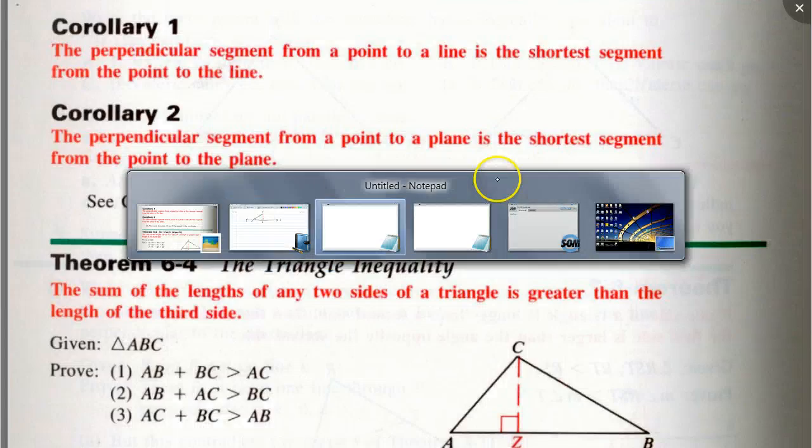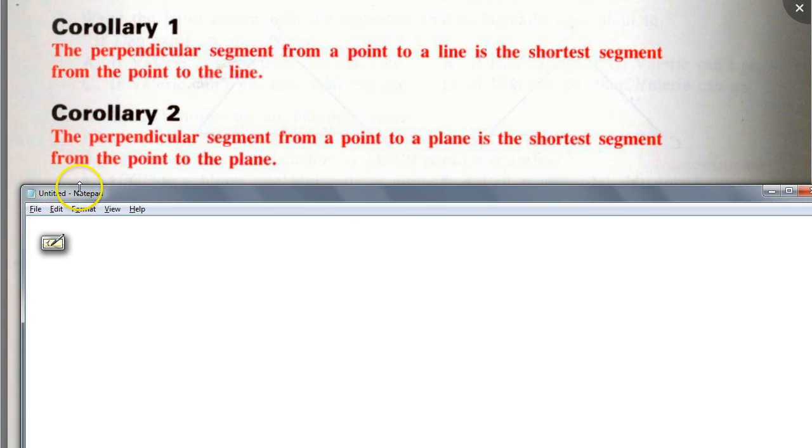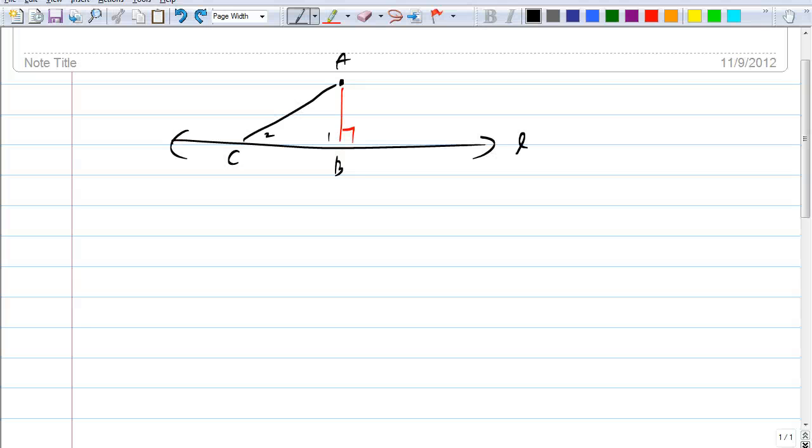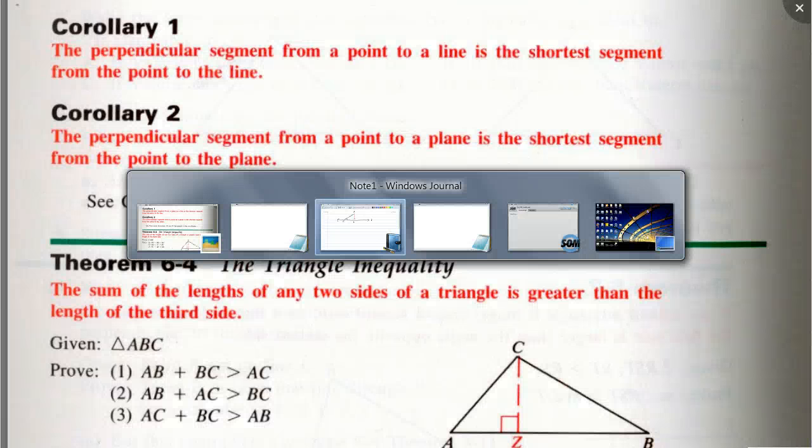For a plane. Who would like to read this for us? Corollary 2? Go ahead, Austin. The perpendicular segment from a point to a plane is the shortest segment from the point to the plane. Yeah, so instead of point to a line, guess what we're talking about now? Point to a plane. And guess what the shortest distance from a point to a plane is? It's the perpendicular segment. And do you see why? Do you see how it's very similar to this here? Same idea. Okay, so go ahead and write it down.